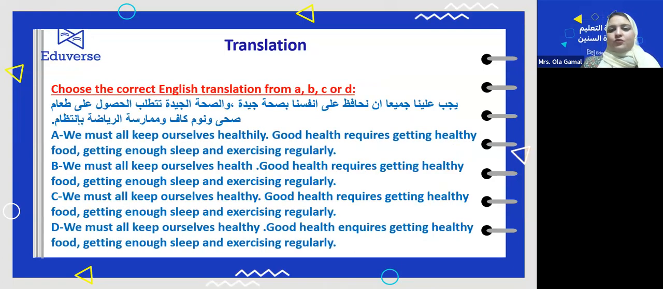Here we're going to translate into English. Which one is going to be the right answer? Try to guess. Yes, excellent. It's going to be C. We must all keep ourselves healthy. Good health requires getting healthy food, getting enough sleep, and exercising regularly.